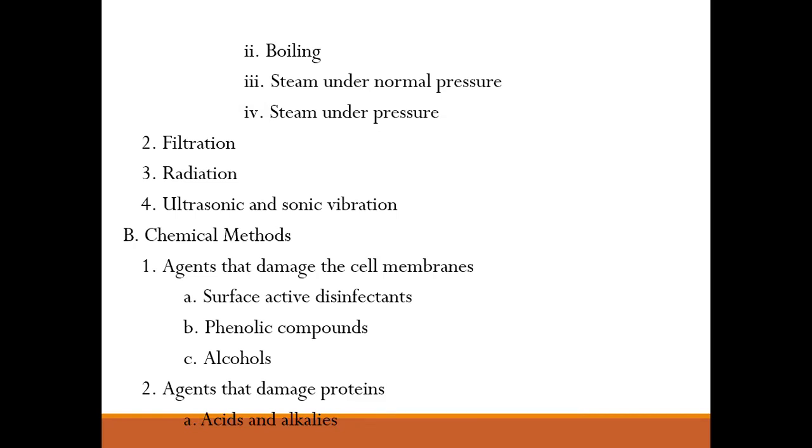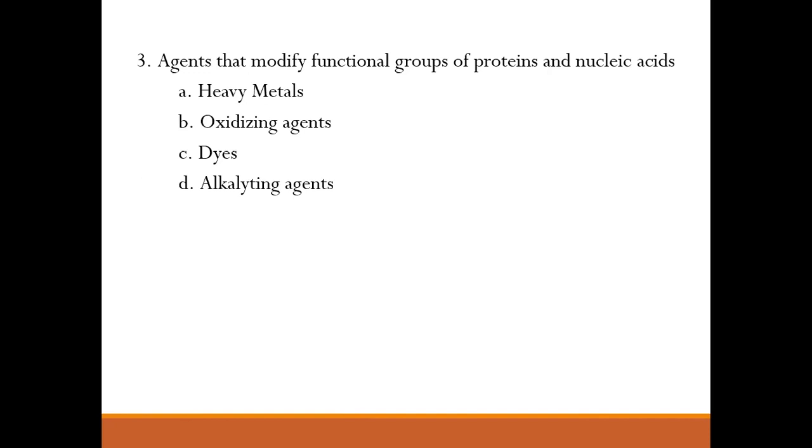Number B, chemical methods. Number one, agents that damage the cell membranes. Number A, surface active disinfectants. Number B, phenolic compounds. Number C, alcohols. Number two, agents that damage proteins. Number A, acid and alkali. Number three, agents that modify functional groups of proteins and nucleic acids. Number A, heavy metals, oxidizing agents, dyes, and alkylating agents. Okay, hopefully you understand: the agents that modify the functional groups of proteins and nucleic acids are heavy metals, oxidizing agents, dyes, and alkylating agents.